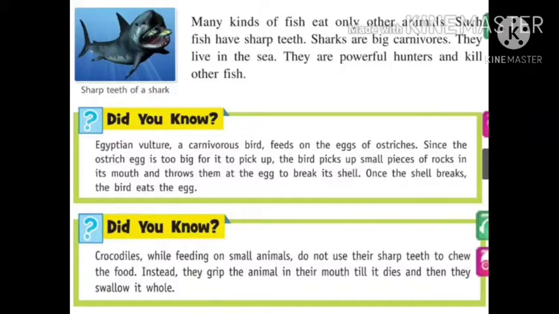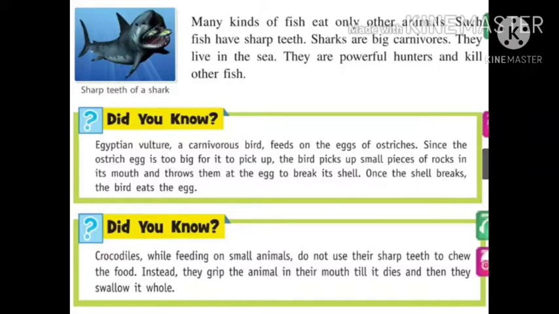Their size is very big. And where do they live? They live in the sea. They have sharp teeth to chew their food. They are very powerful and kill other fish. Do you know about the Egyptian vulture? What is the meaning of vulture? A vulture is a bird, a very big carnivorous bird. In Hindi it's called gidh.